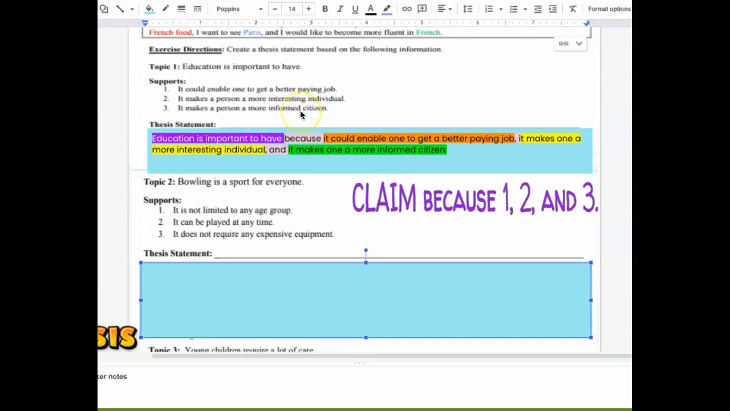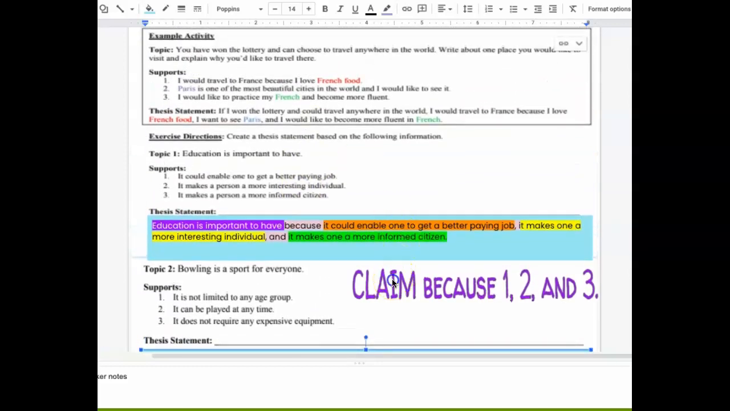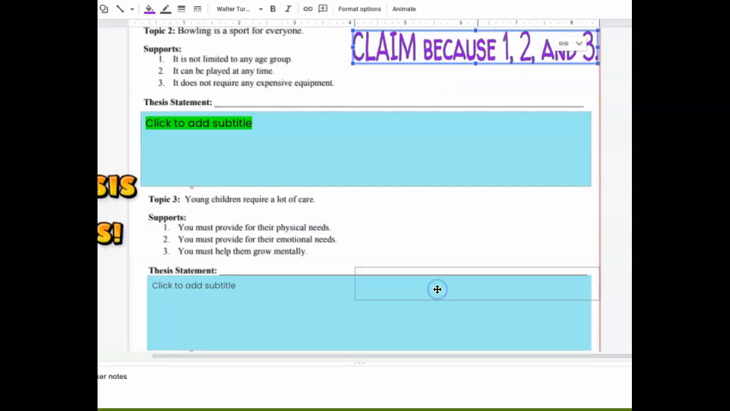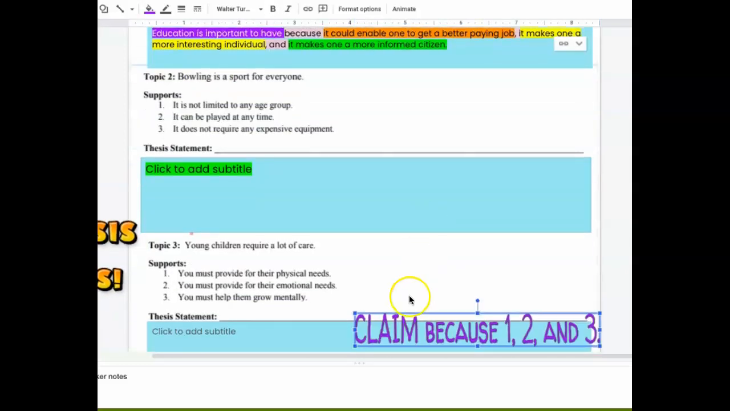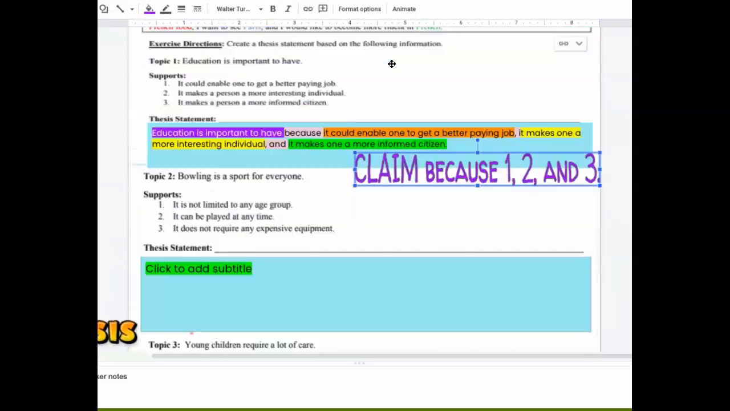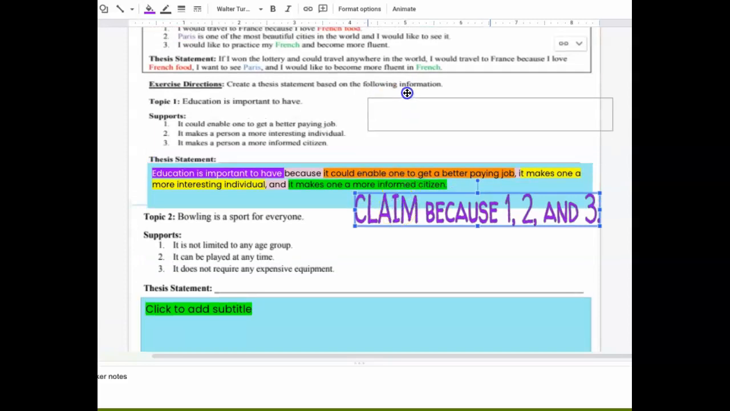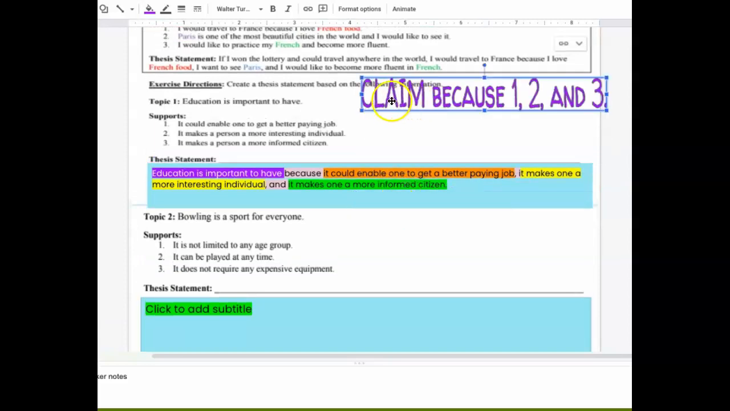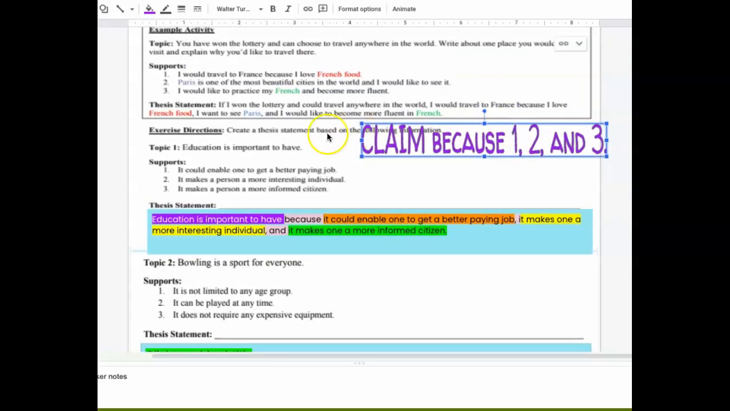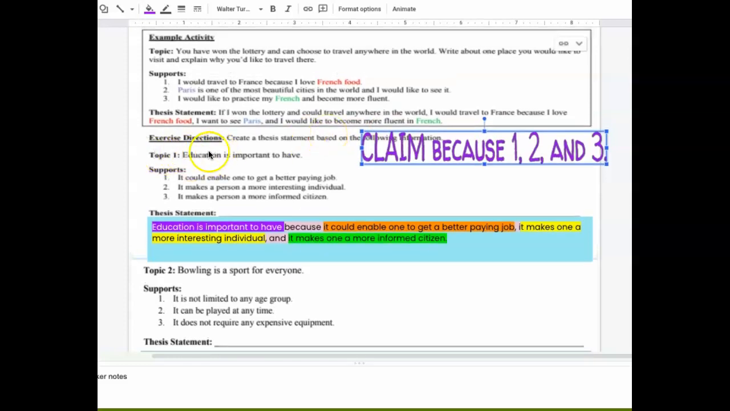Okay, so thesis statements are a formula. Kind of like in math, when you have different formulas, you can plug in information so that it's in the correct formula. And our formula for thesis statements is claim because 1, comma, 2, comma, and 3. So in our first example, our claim is education is important to have.